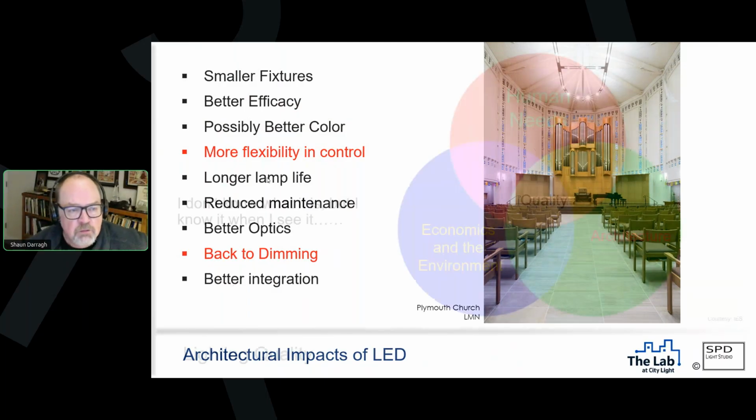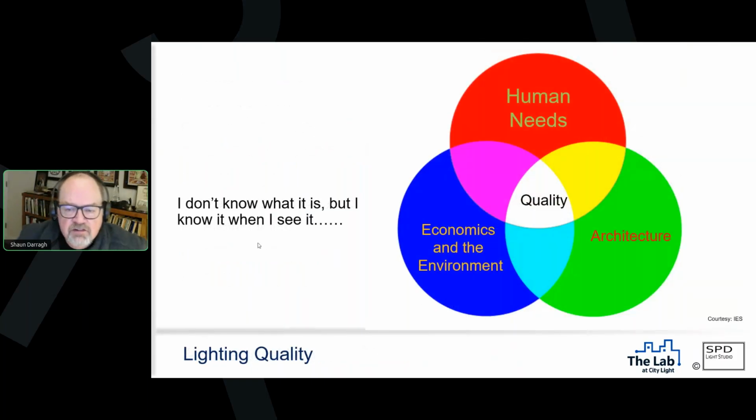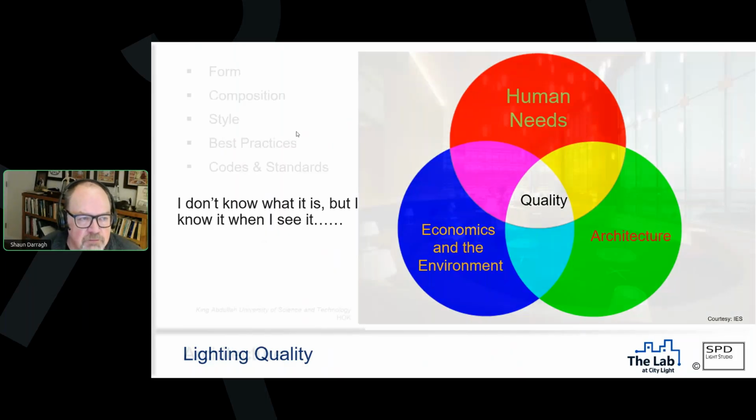So we can start with the notion of quality, right? So what is lighting quality, right? It's the old quip. I don't know what it is, but I know when I see it, right? So the IES defines lighting quality thus: they have human needs, economics and the environment, and architecture as this kind of tripod, with the intersection of the Venn diagram being quality. Okay, so let's look at these a little bit.